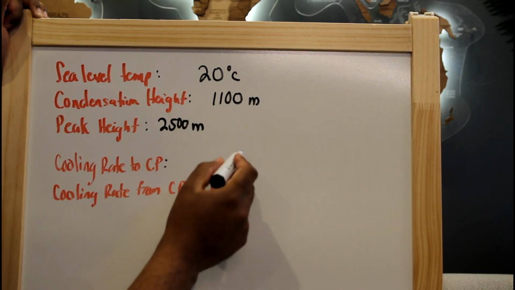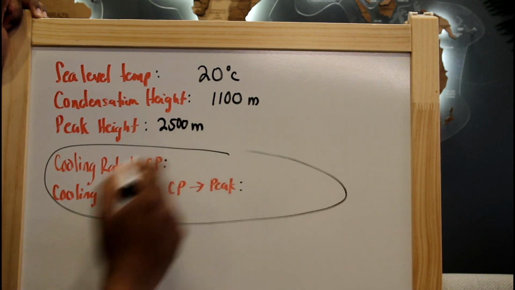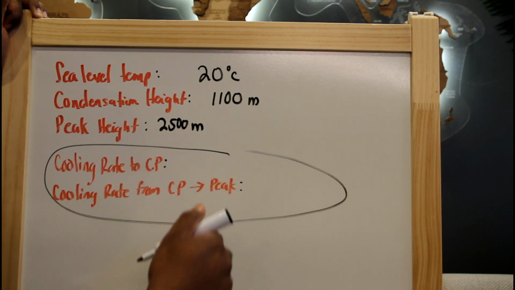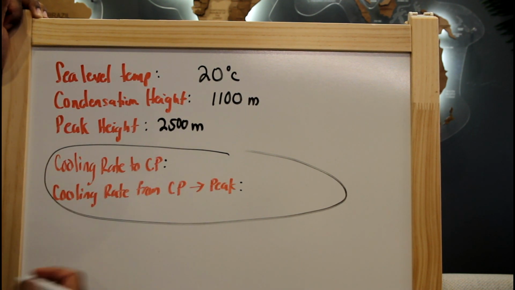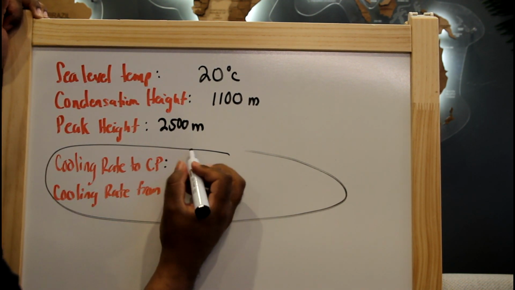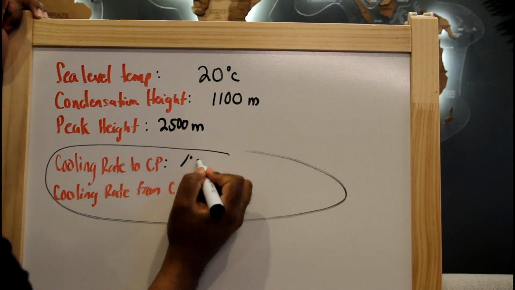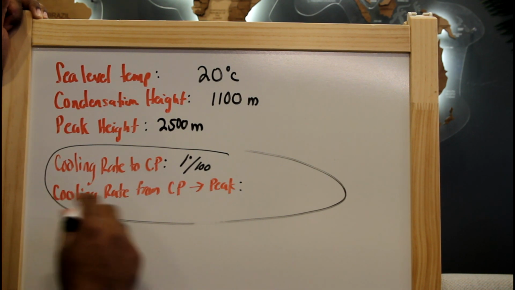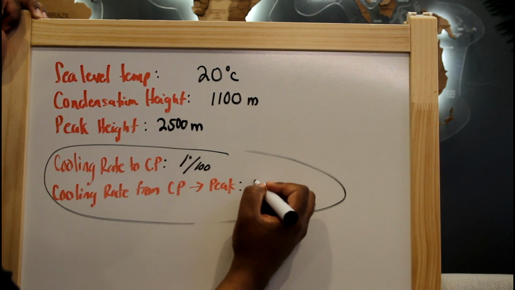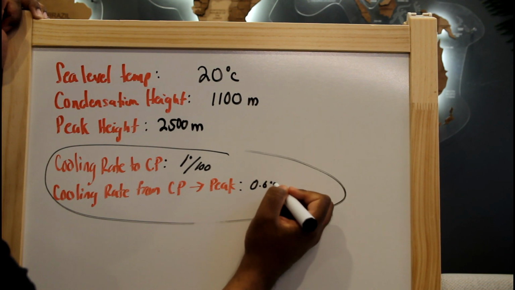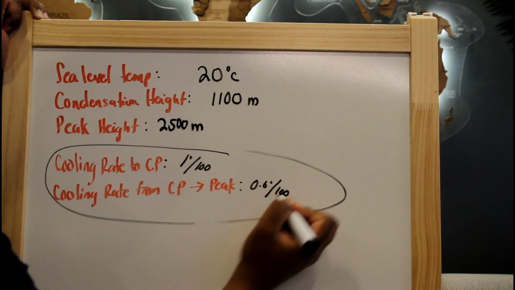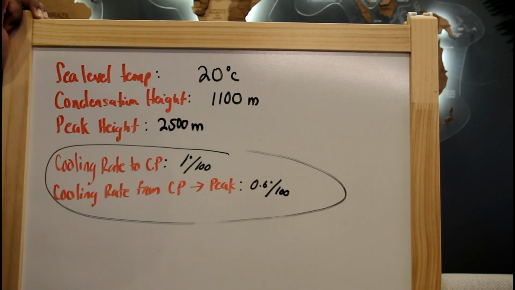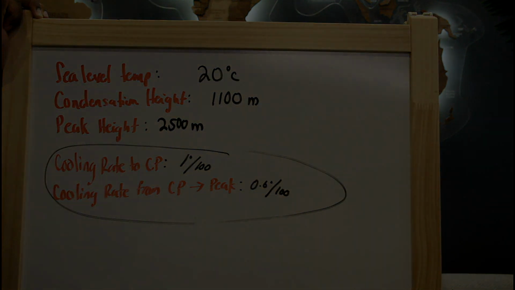Now, the last 2 important pieces of information here are going to be the cooling rates. And this statistic here, you'll be able to use in any calculation that you're going to be using for the elevation calculation. And this will always remain the same. So the cooling rate up to the condensation point is going to be 1 degree Celsius for every 100 meters that you travel. And the cooling rate from the condensation point to the peak is going to be 0.6 degrees Celsius for every 100 meters you travel. Okay, so now that we have all vital 5 points of information, we can get started on today's elevation calculation.